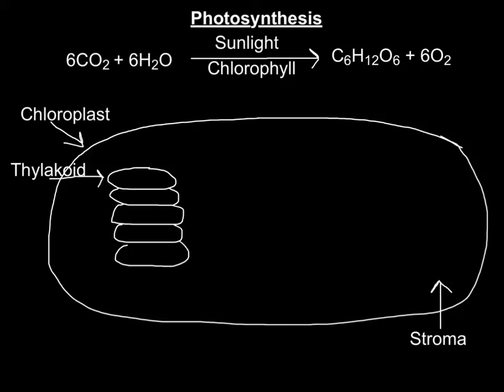So we're going to assume a couple of things. We're going to assume you've got some understanding of the chemical equation for photosynthesis, which we've put up there. So we know that 6 carbon dioxide plus 6 H2O in the presence of sunlight and chlorophyll will in fact produce 1 molecule of glucose, which is C6H12O6, and 6 molecules of oxygen.